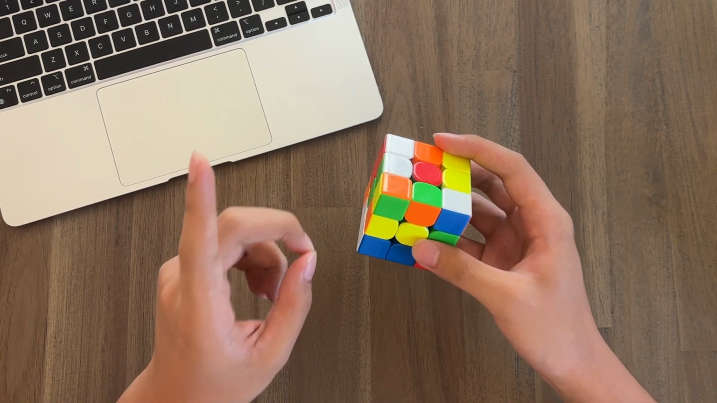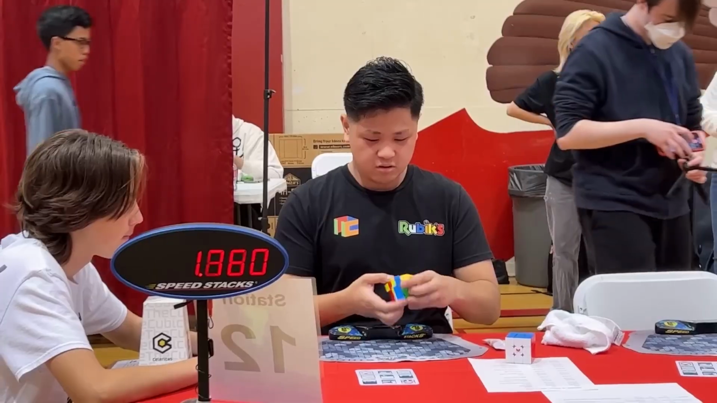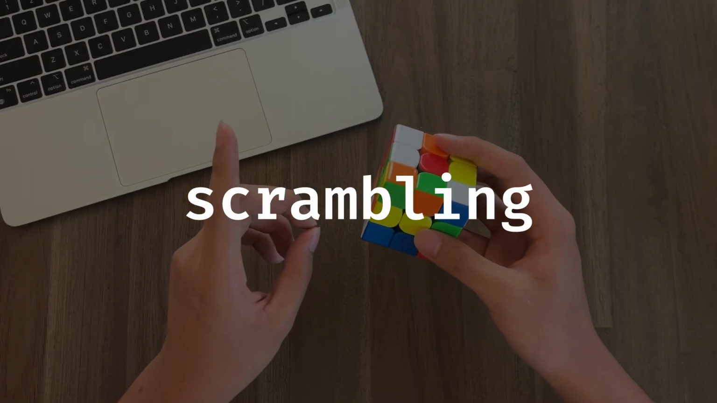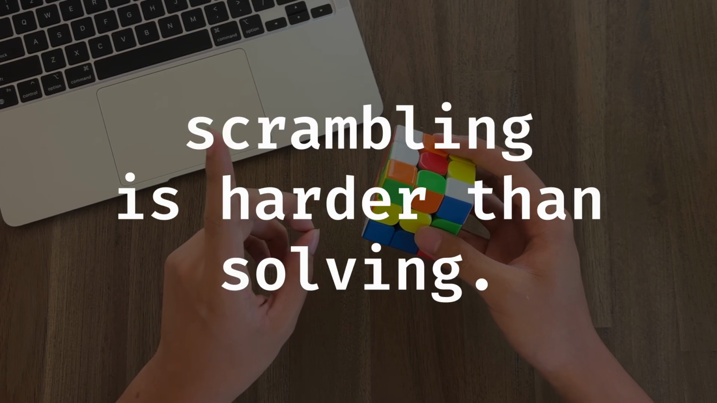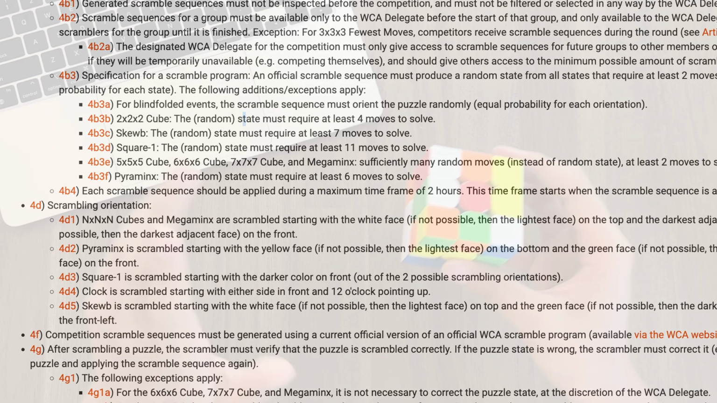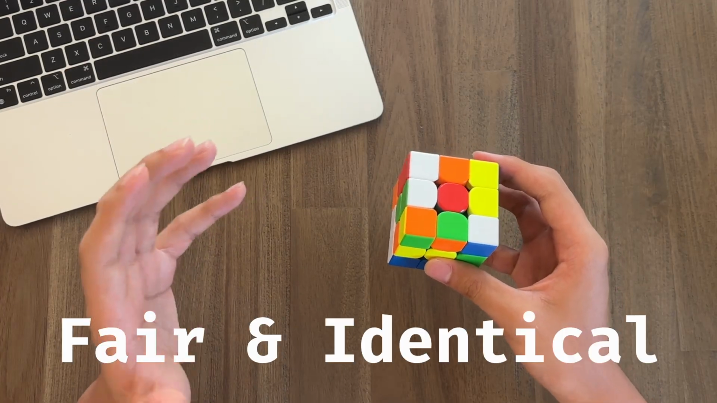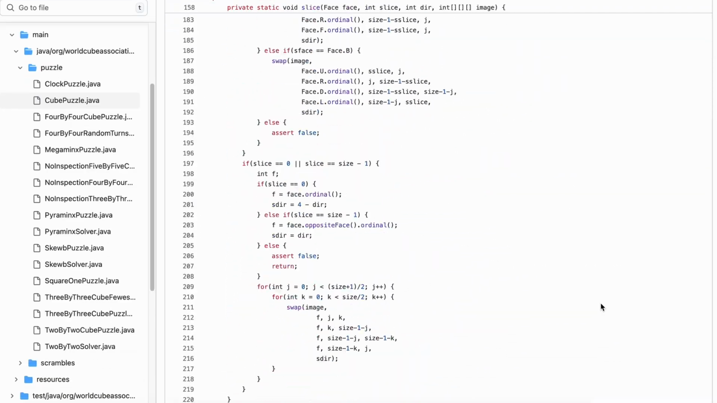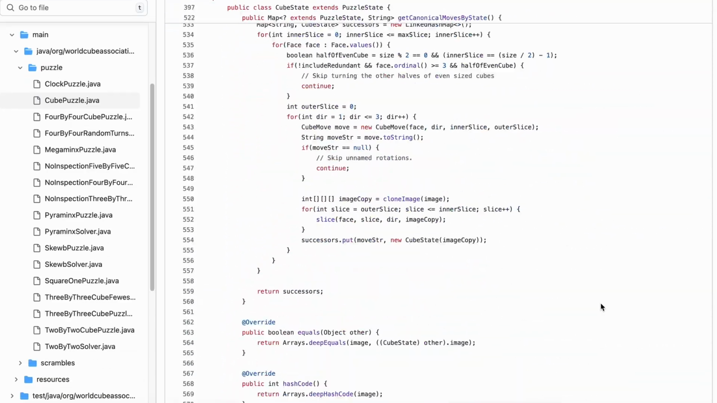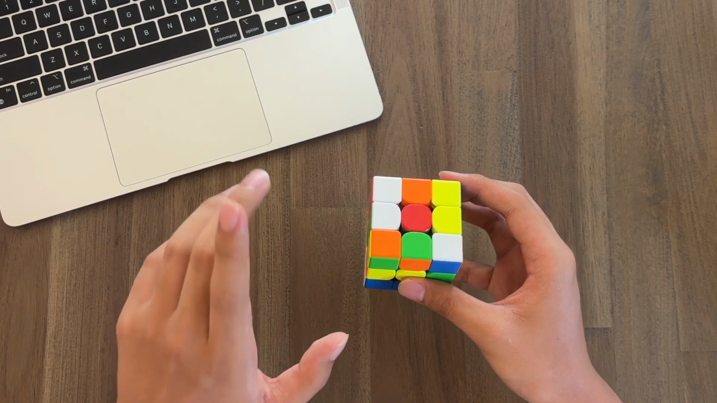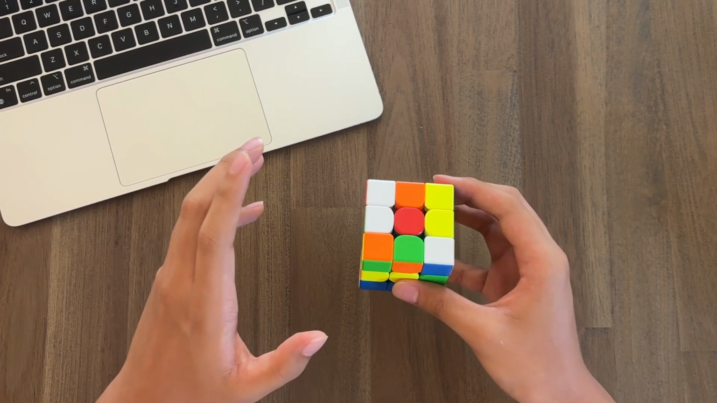But what if I told you that in the world of speed cubing, competing to see who can get the fastest time in solving a Rubik's Cube, scrambling a Rubik's Cube is actually the most complex part of the process, by a long shot. Consisting of strict regulations to ensure every single scramble is fair and identical, scrambling in competitions requires computers running complex algorithms navigating quintillions of Rubik's Cube states in search for a perfect scramble. But why exactly is scrambling so complicated?